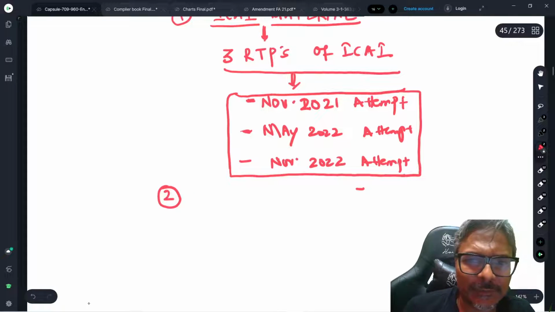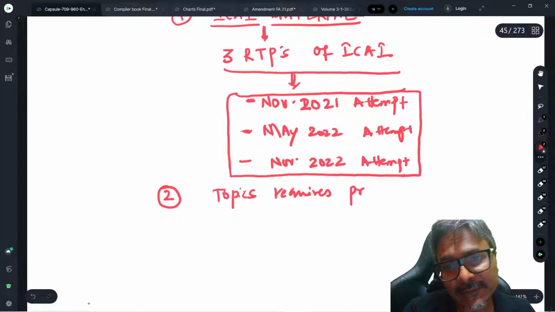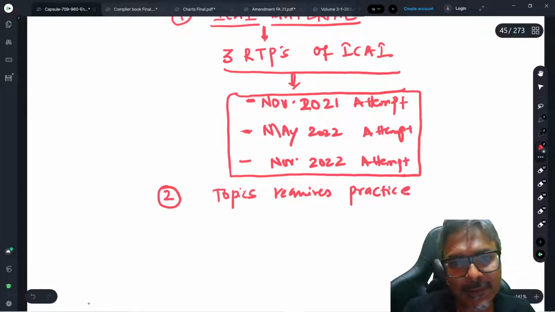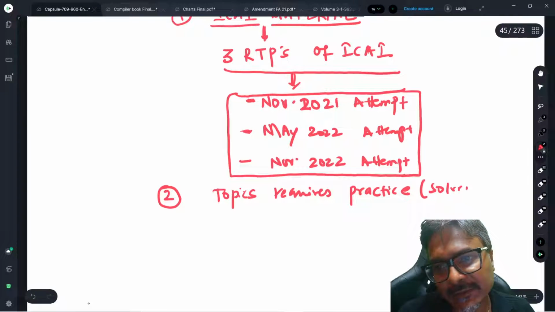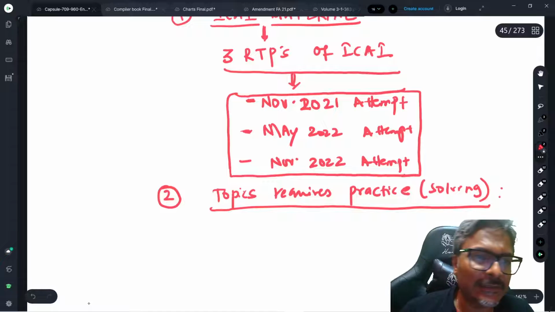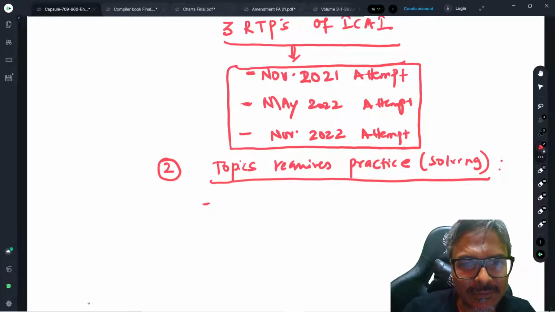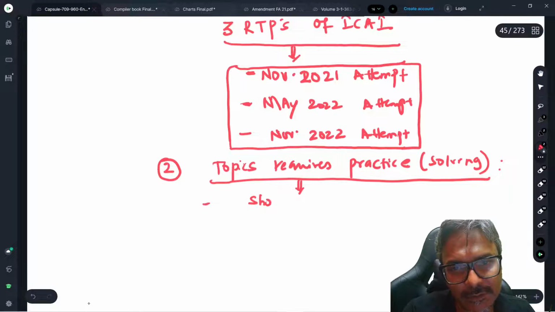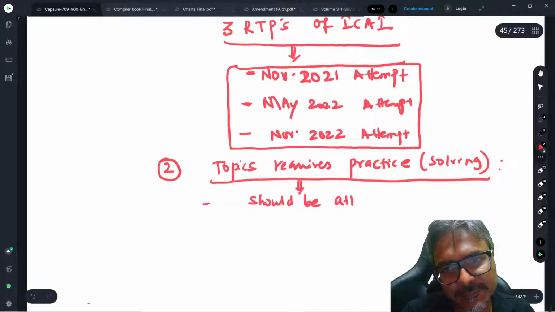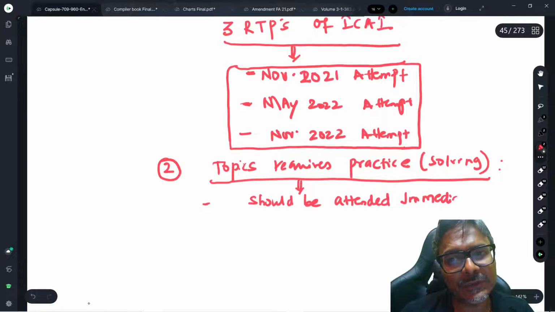एक मिनट, इसको मैं ऐसा लिख लेता हूँ. Topic requires practice. Practice means solving. When I say practice, would be require solving. So which are the topic, students, that will require the practice and the solving? So students, when you do these practice, so therefore this should be done, should be attended immediately. तो ज़्यादा टाइम मत देना स्टूडेंट्स इसको. You have to attend these topics immediately, students.